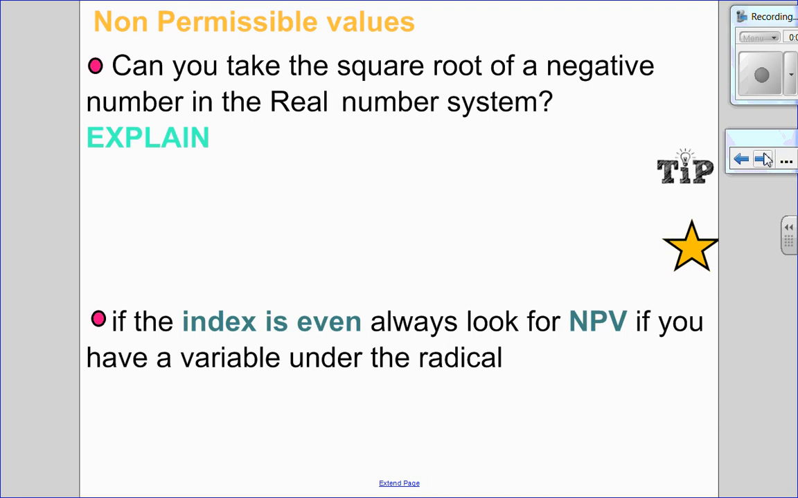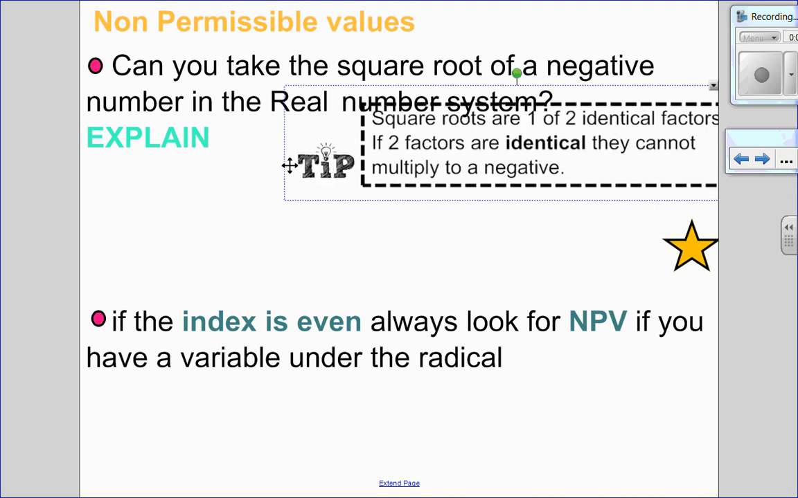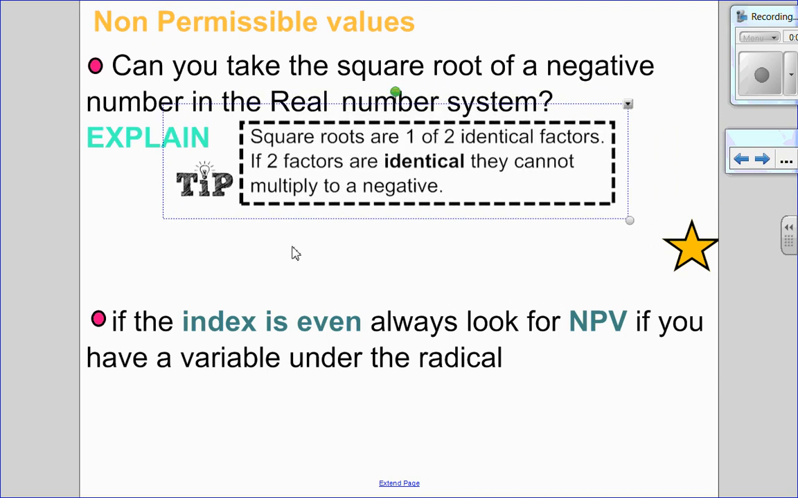Whenever we're taking the square root of a number, we have to pay attention to the non-permissible values. Now, when I take the square root of a negative, in the real number system, that is not defined. So we know the square root of any negative number does not exist in the real number system. But do we know why that is? Let's look at the definition of a square root to help us.